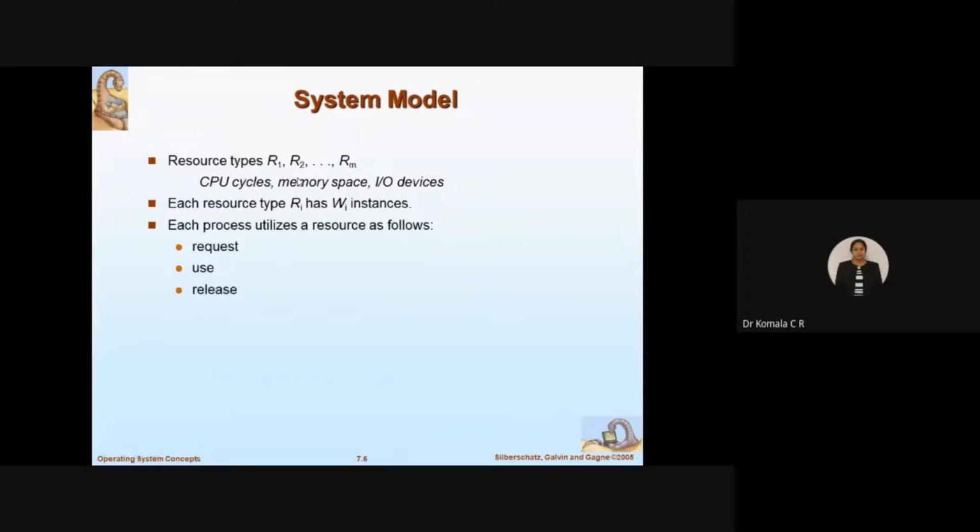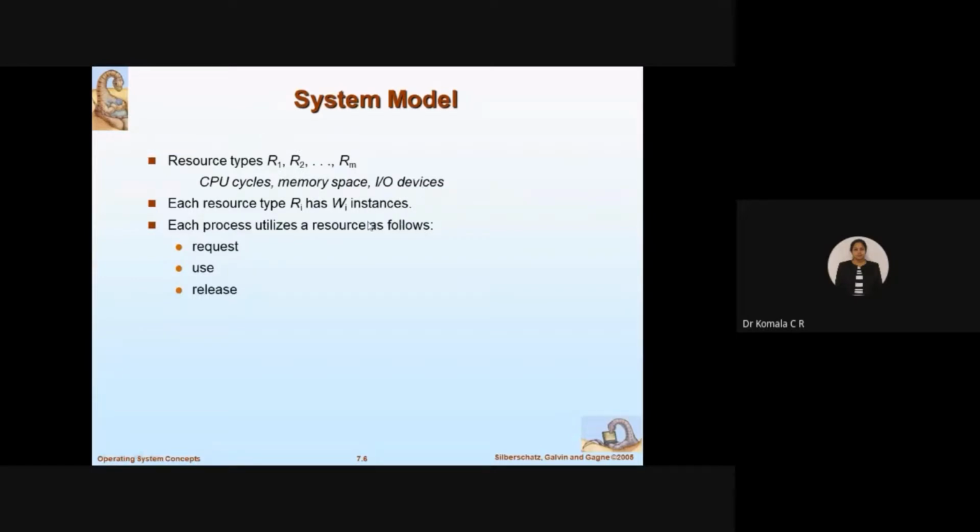Memory space also: the same space cannot be allocated at the same time to all the processes, so based on the requirement I allocate memory space. Then I/O devices: whatever number of input-output devices I have, I can share them. So I have n resources which can be requested by n processes. Each resource type Ri has Wi instances. For example, with CPU cycles I have 10 slots. I give 2 slots as resource 1 for P1, another 2 slots as resource 2 for process 2. So each resource can have more than one instance.